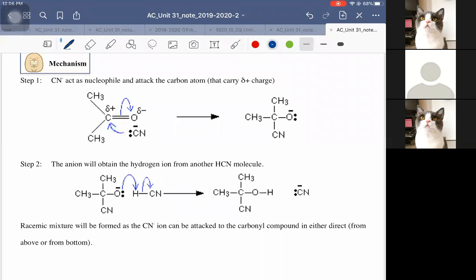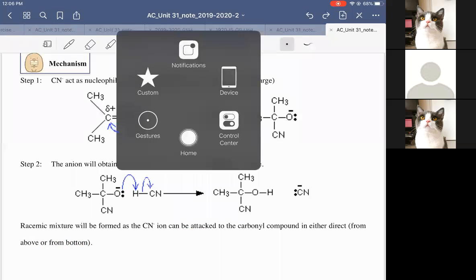Okay, so here, pay attention to this sentence. So here it says a racemic mixture will be formed as cyanide ion can attack the carbonyl compound in either direction, from above or from below. So what does this sentence mean? I would like to show you the model of how this works.